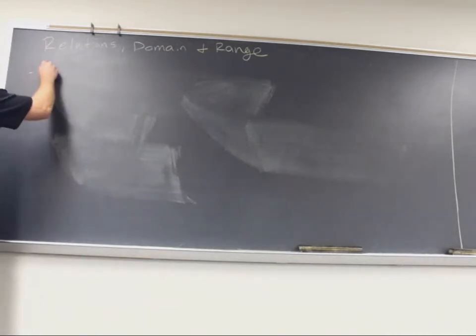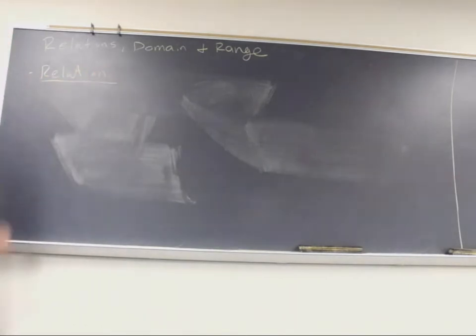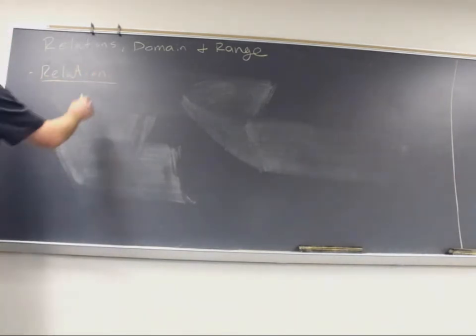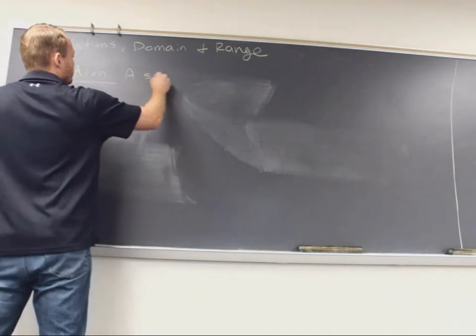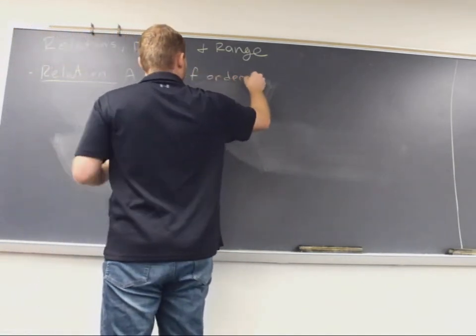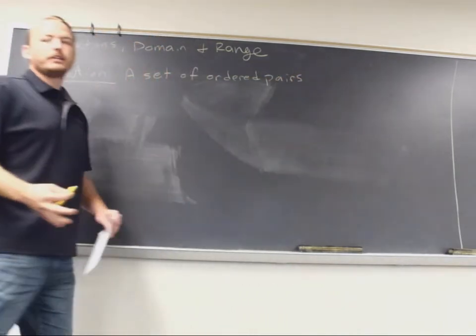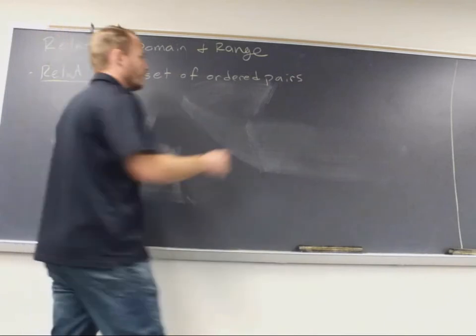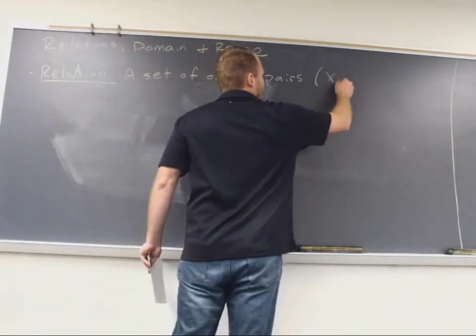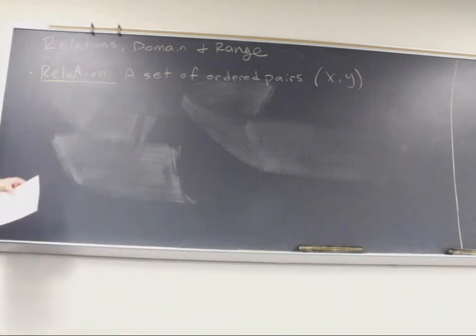So a relation is this. It's a set of ordered pairs. And those ordered pairs we're going to call x and y. And this is how we label it, x, comma, y, and then those in parentheses. So that represents a point or a data point.